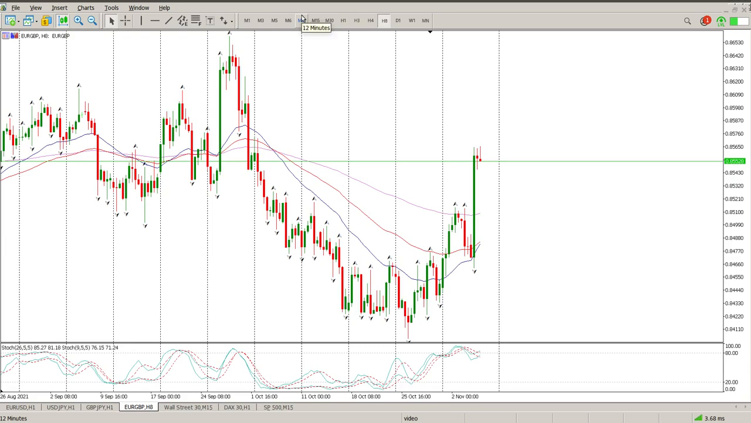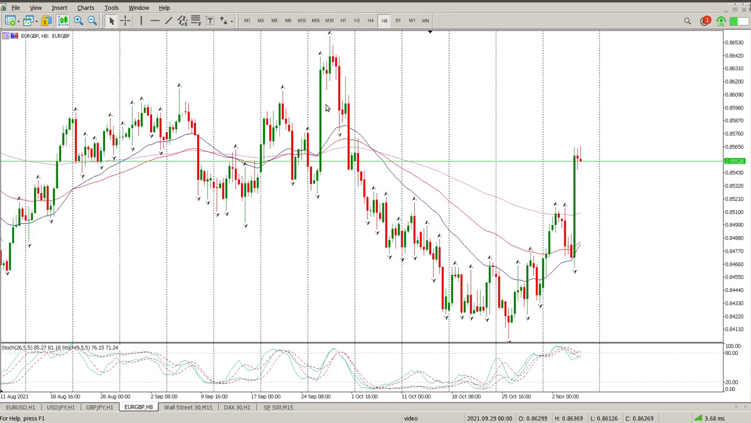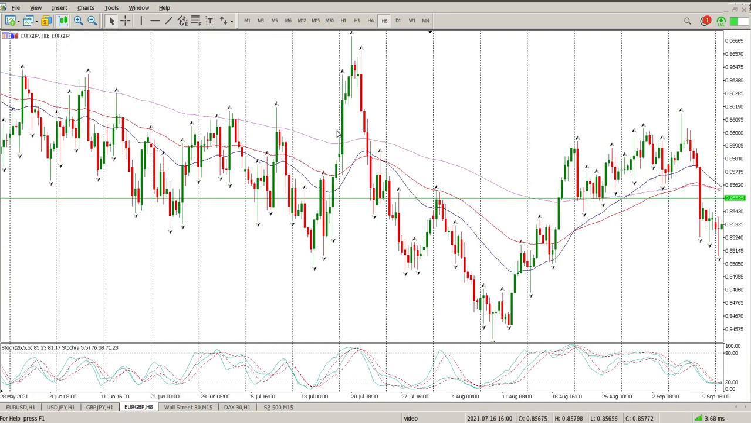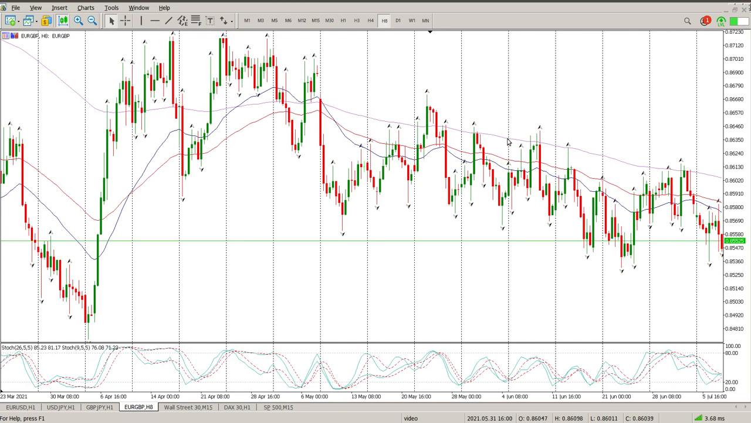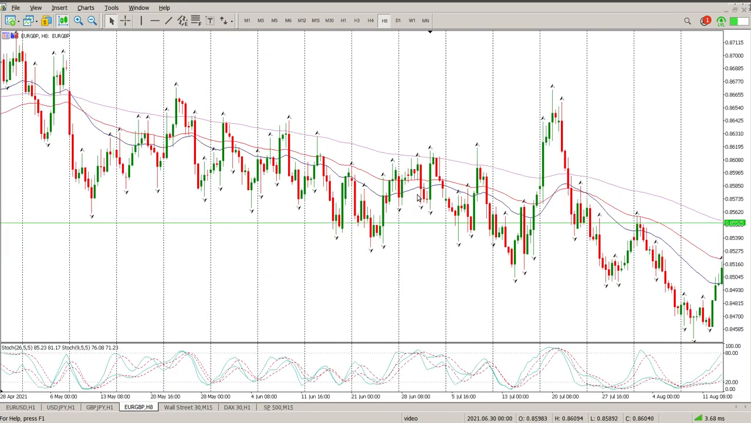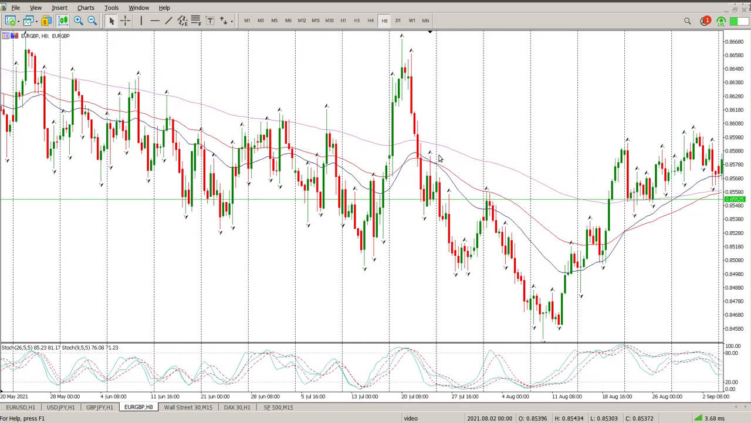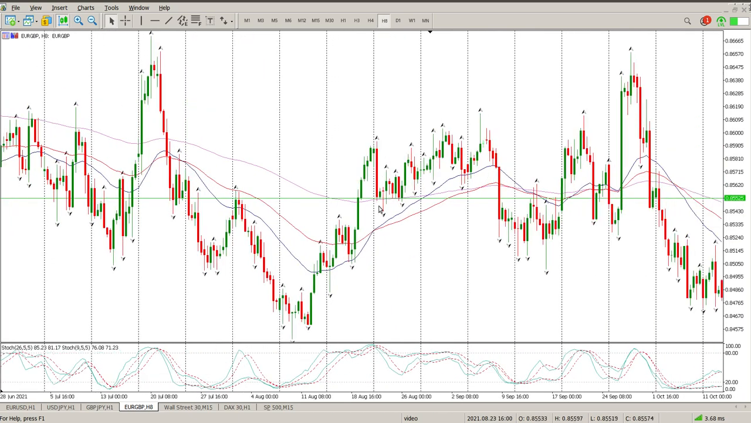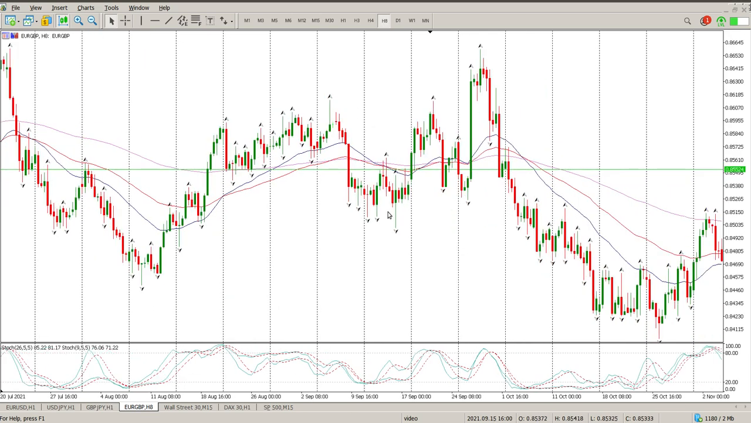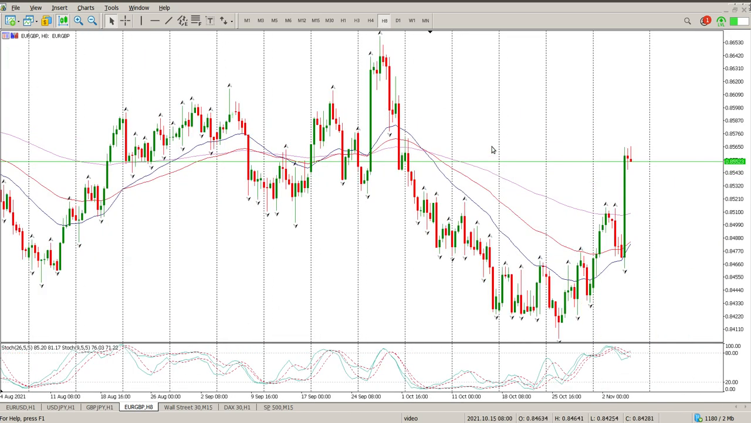Euro British pound. This one, again, I'll keep talking about this one. So we've been in this downward trend for quite some time, below all the moving averages. Then we broke above it. We failed to test. It looked like we got a decent test. Continued. Then we broke back below it. Then we broke above it. Then we really failed to test. Broke above it. Failed to test it.